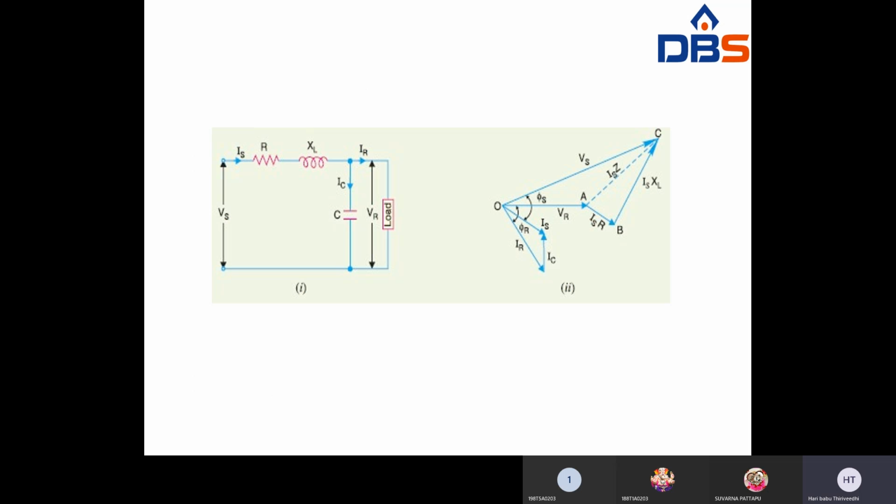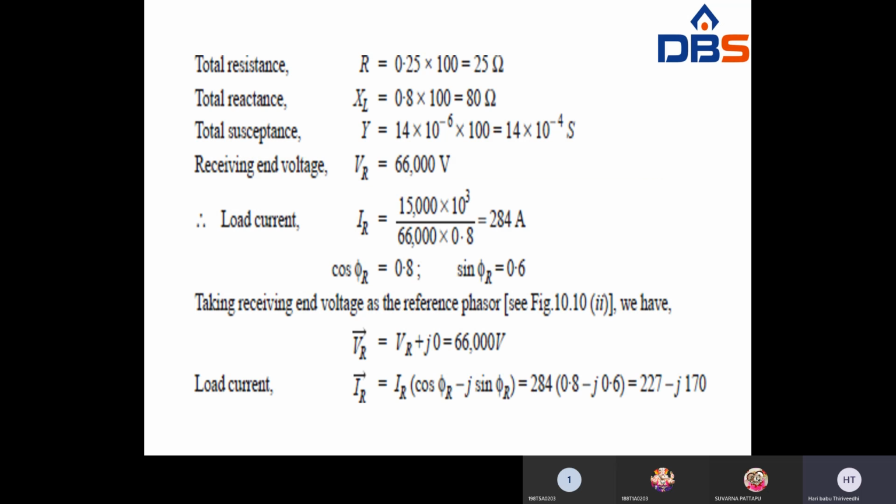So for any condenser method, VS is equal to VR plus IS Z, IR is equal to IR cos phi r minus j sin phi r, right? So IR is equal to IR cos phi r minus j sin phi r. IR value 284 into cos 0.8 minus j 0.6, multiplying this one, 227 minus j 170.